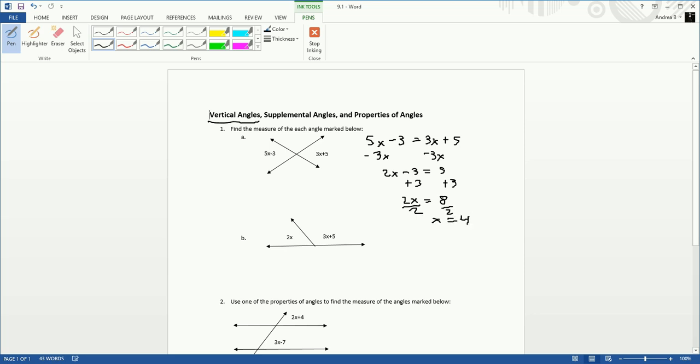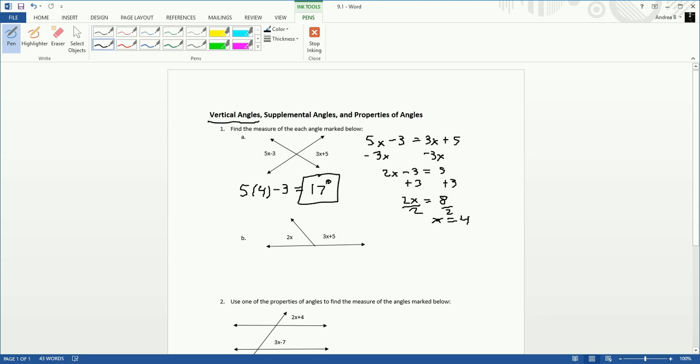But don't stop once you get what x equals, because we need to figure out the measure of the angles. So that means we need to actually plug back in our x value to figure out what those angles are. It doesn't matter which one you plug it into because they're both equal to each other. So here, for instance, if we do 5 times the 4 minus 3, make sure to use your order of operations like normal. Multiply first and then subtract the 3. So we'd have a 20 minus 3, which gives us 17. So our angle here is 17 degrees for both of those. So that's for part A.